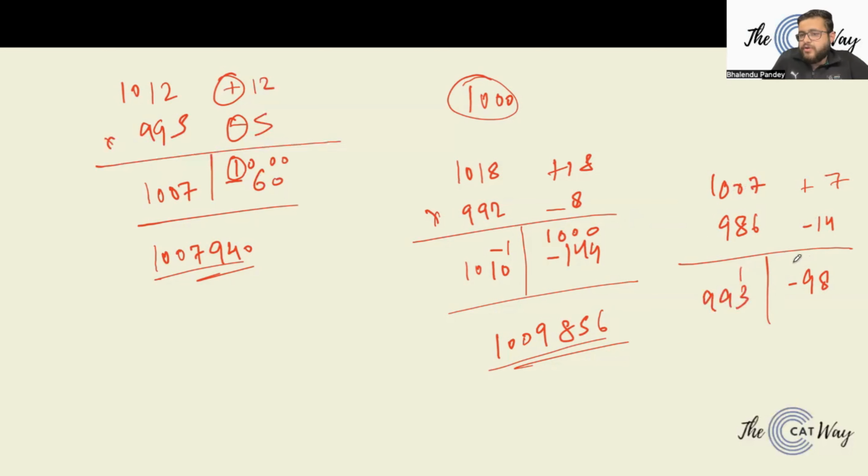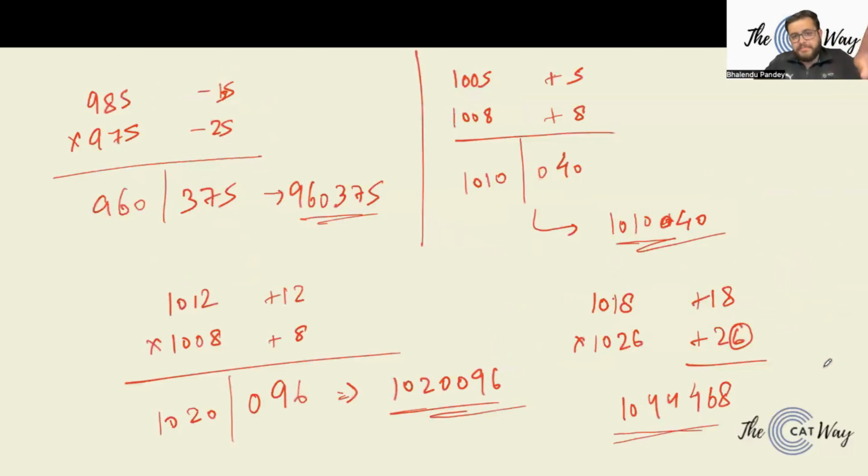Correct? Now carry forward of 1 goes from here, so this becomes 1000. 1000 minus 98, 992. And over here you have a 993. This becomes your final answer, 993,992. So that is how this thing works. Right? So I hope in base 1000 also it's pretty much clear to everyone.